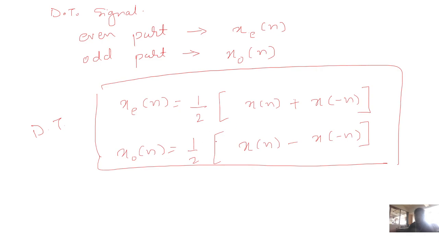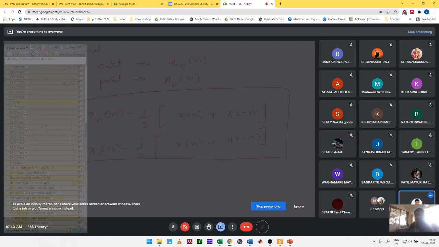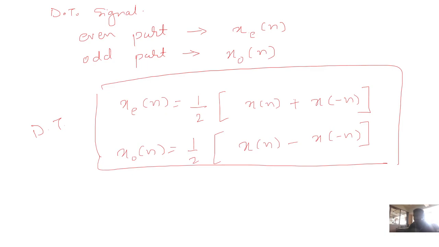I don't have to prove this, it will go with the calculation I have already done. I hope this is clear to you, right? Is it clear? Yes, sir. Okay. So now what we need to do is that the questions which will be asked are to find the even and odd components of a signal.